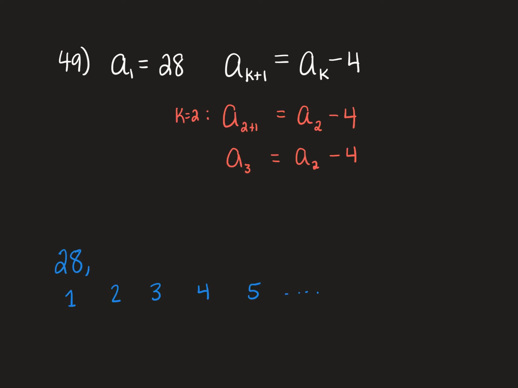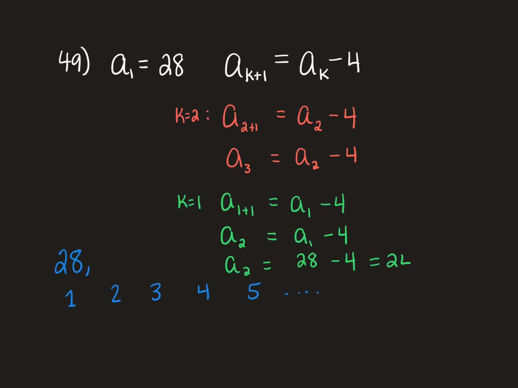Now I don't know the second term, so I'm going to go ahead and do when k is 1, because we still need to figure that out. So when k is 1, I would have a sub k, which is 1, plus 1, equals a sub 1 minus 4. So that's saying to find the second term, take the first term and subtract 4. Well, the first term we were given is 28. So I subtract 4, and I'm going to get 24.